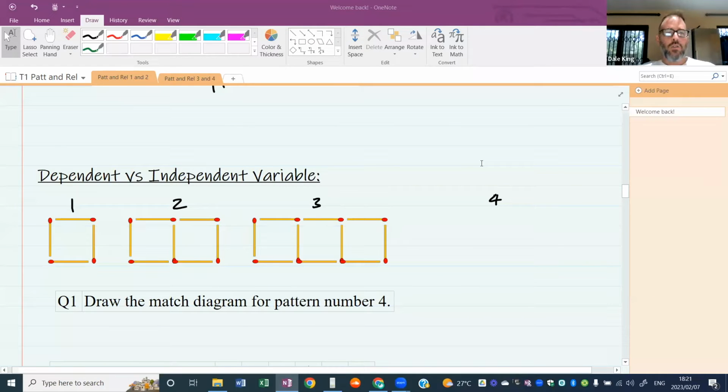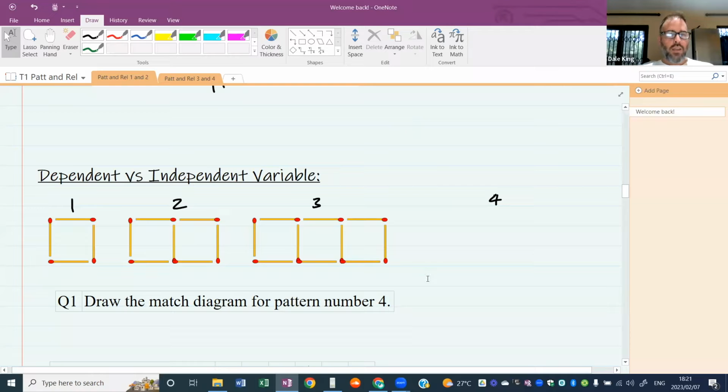Let's move on to the dependent versus independent variable. Now, please do not worry about the word variable. This is core maths, this is math literacy. We don't use variables, so don't worry about the word variable. But we use this word to help us explain dependent versus independent. You're not going to see any variables, I promise you guys.